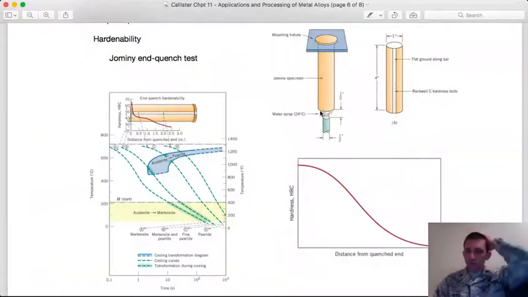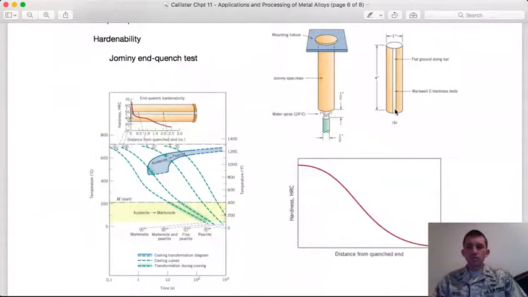Materials that are not very hardenable, like say low carbon plain steel, you would get maybe the bottom layer quenched to martensite, and then very quickly you would have the formation of pearlite because of the low hardenability of those alloys. After you do this test, you grind off a portion of the surface and you do hardness testing.